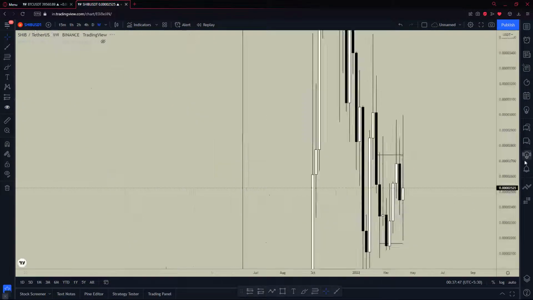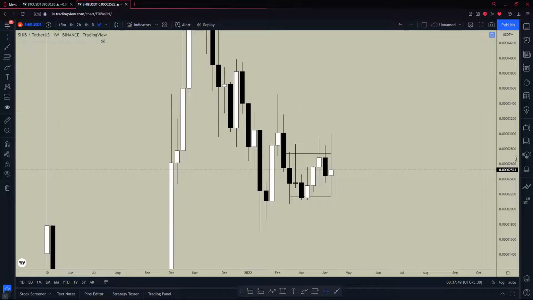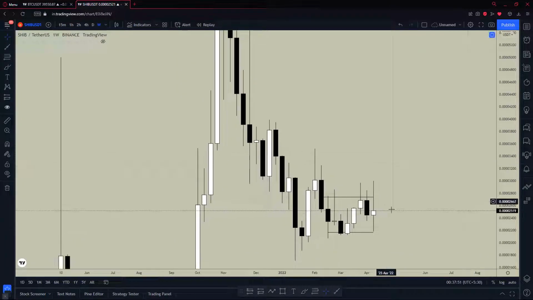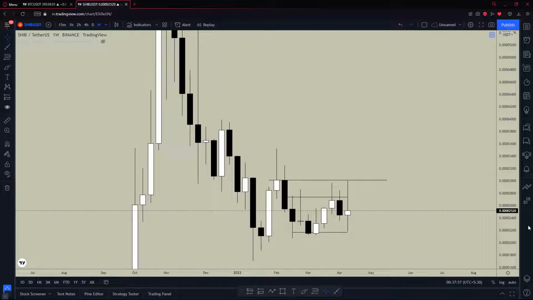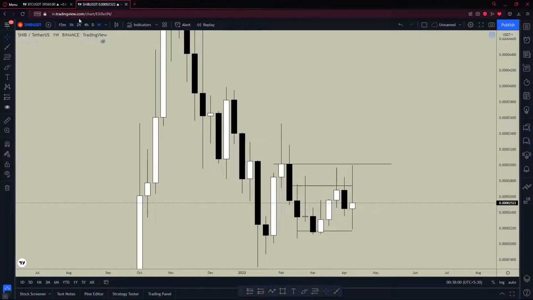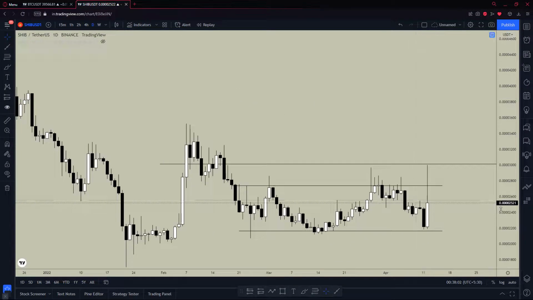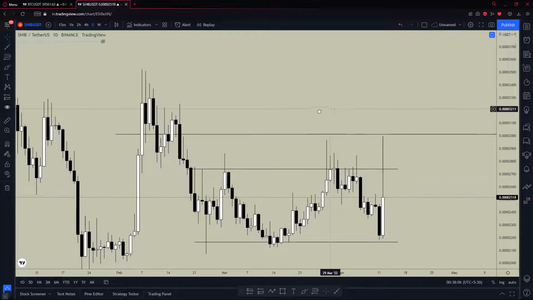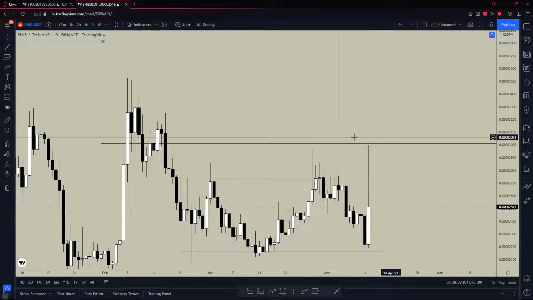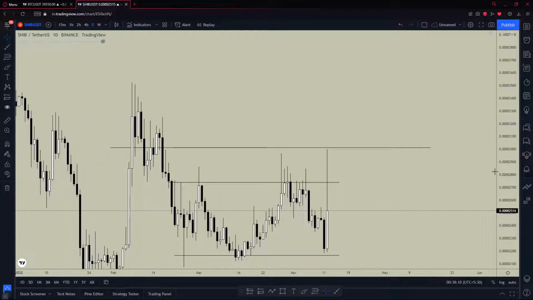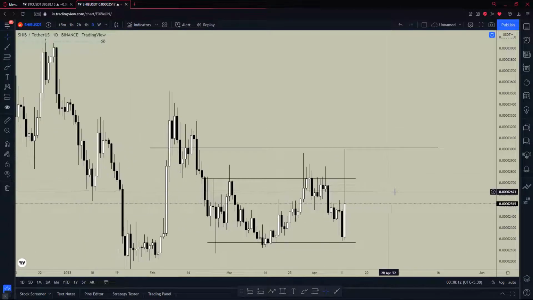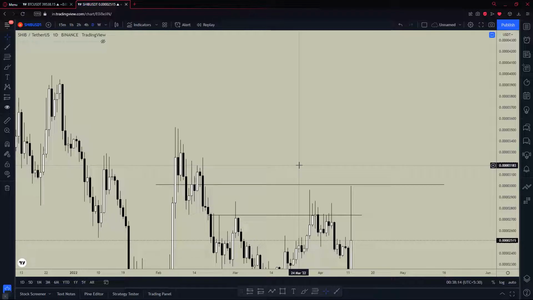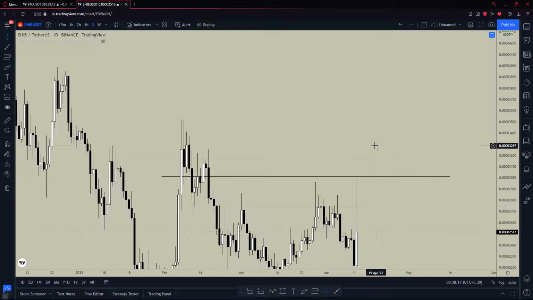I'm going to talk about the macro view on SHIB. So this is your market structure, right? SHIB has to break this. This is your BMS, right? SHIB has to break this to turn bullish. As soon as SHIB closes any candle above this whole trend line, SHIB will become very bullish. It will break the market structure and will start making higher highs and higher lows.